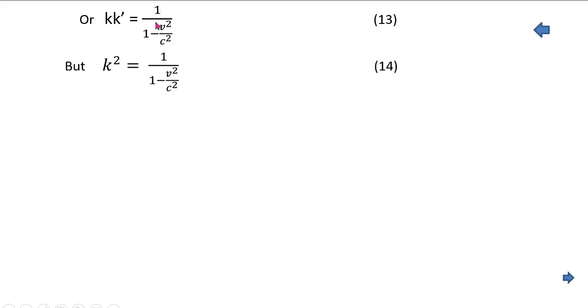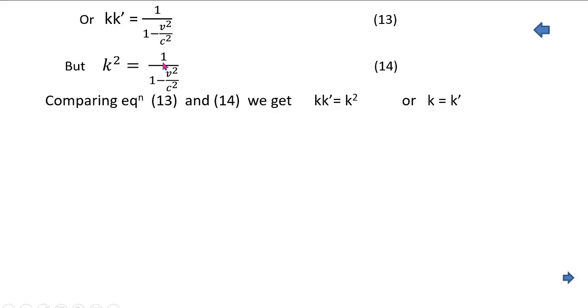The right hand side is the same, 1 upon 1 minus v square upon c square. Therefore k square is equal to k dash. Comparing these two equations, k dash is equal to k square. We divide by k, then k square upon k is k. Therefore k is equal to k dash. But k is equal to 1 upon square root of 1 minus v square upon c square, therefore k dash is also the same. K and k dash, these two constants are the same.